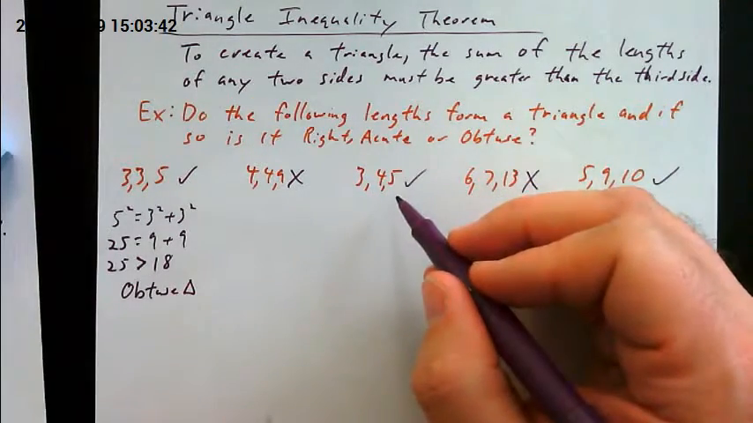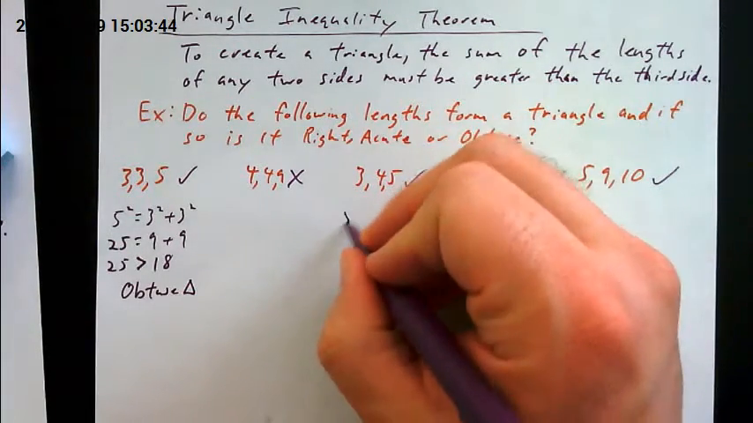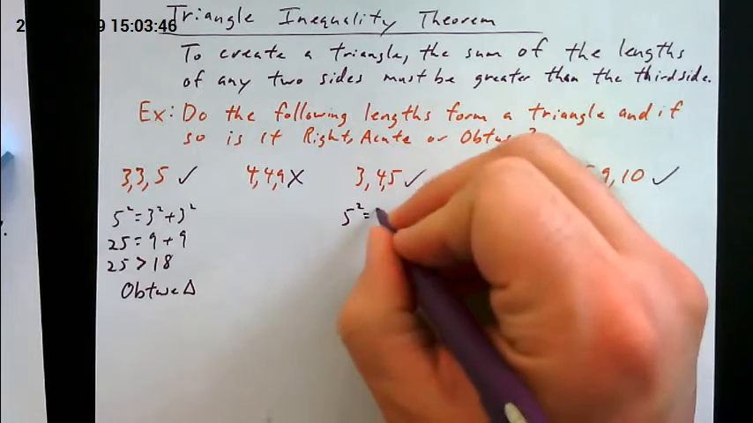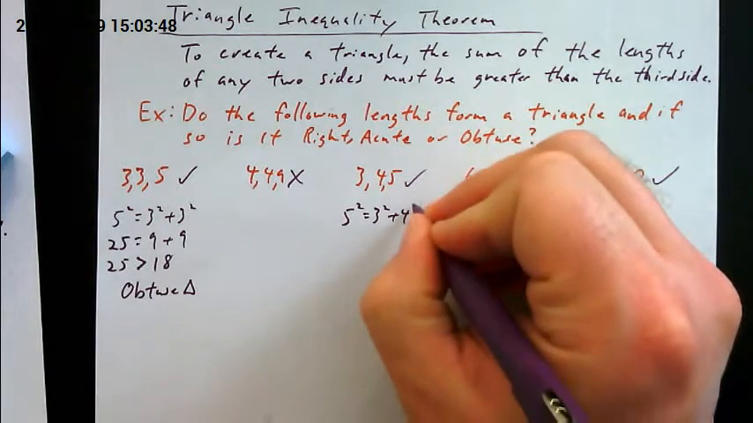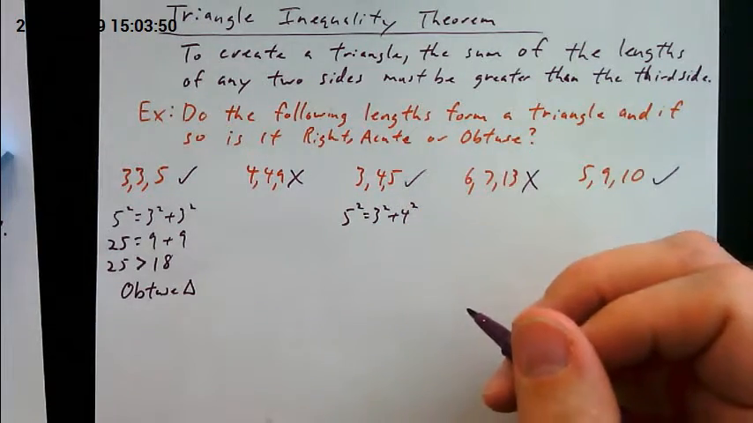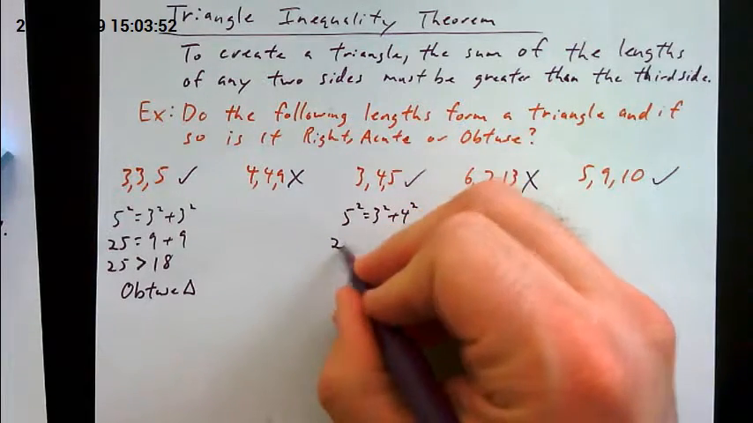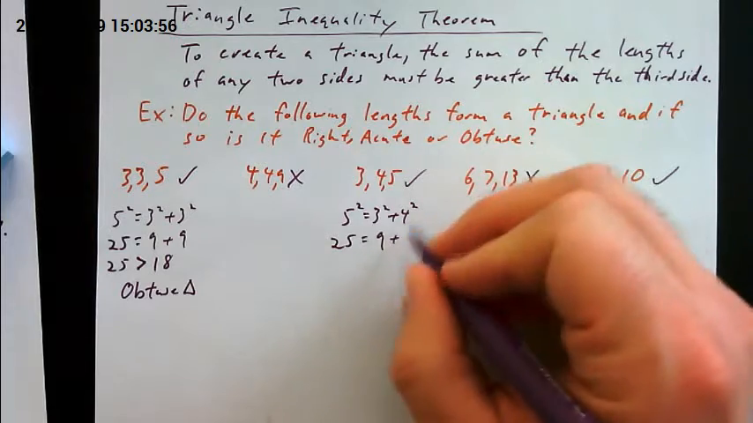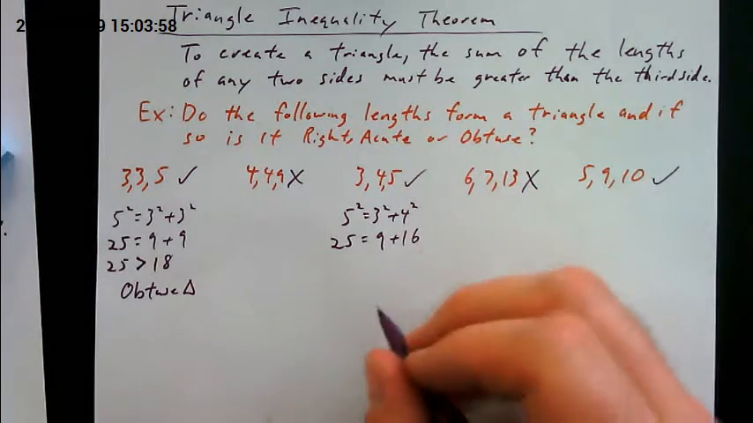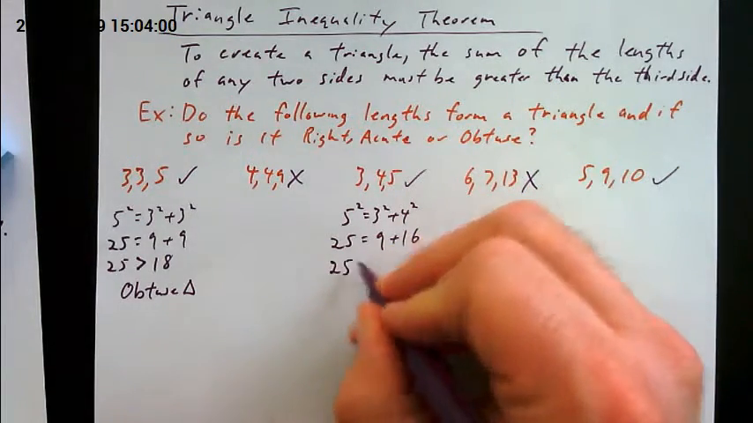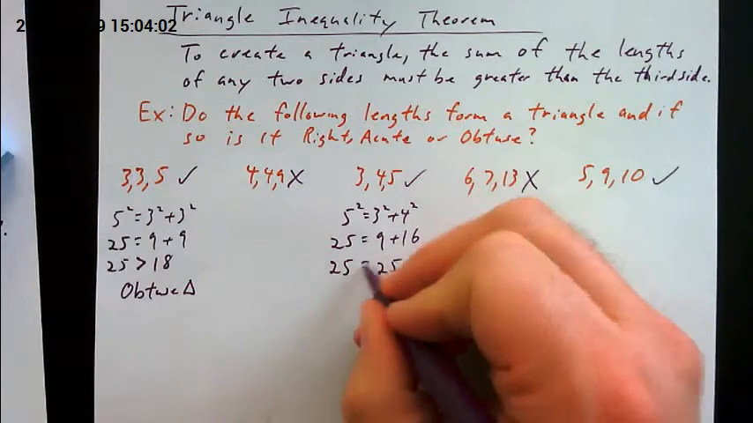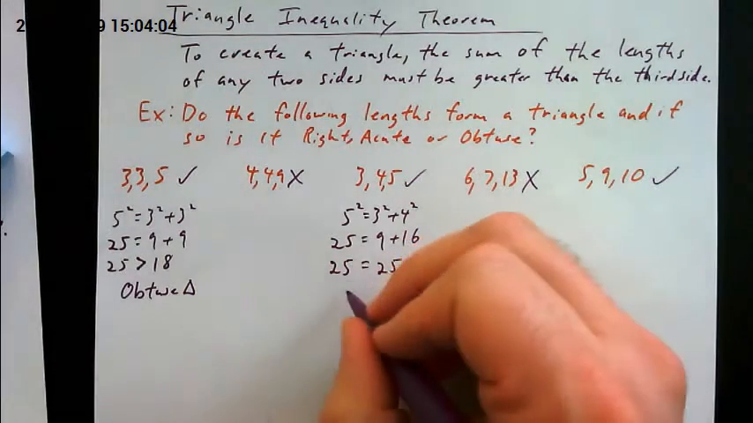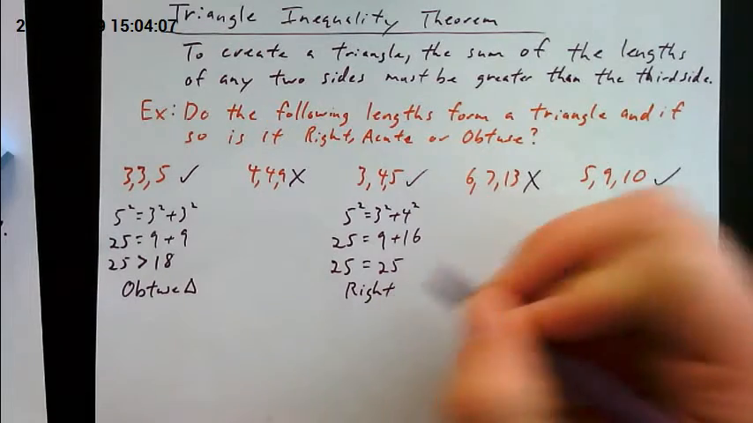On the 3, 4, 5. Again, 5 is the longest side, so that would be our C value. Plug in the 3 and 4 for A and B. 5 squared is 25. 3 squared is 9. 4 squared is 16. Add 9 and 16 together and you get 25. They're equal. Therefore, this is a right triangle.